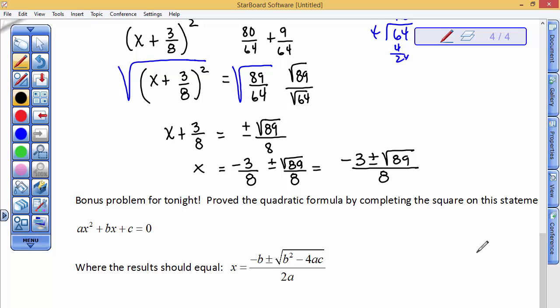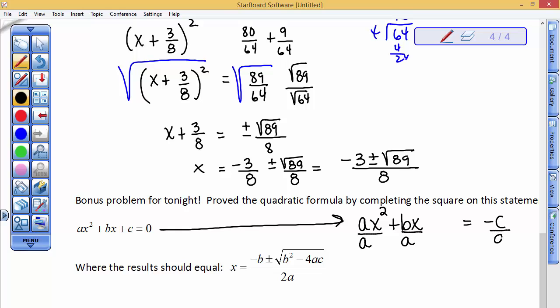Your bonus problem for this week is to prove the quadratic formula by completing the square on this statement. So I'm going to give you a little bit of a tip. I'm going to bring this over here. So you'll have ax squared plus bx, and then I'm going to put the c over to the right side as a negative c. Then I've got to divide everything by a because I have to have a 1 x squared. Now my coefficient in front of x is b over a.